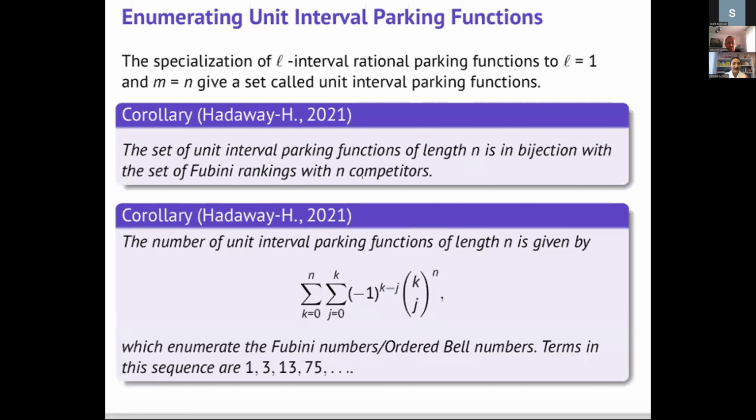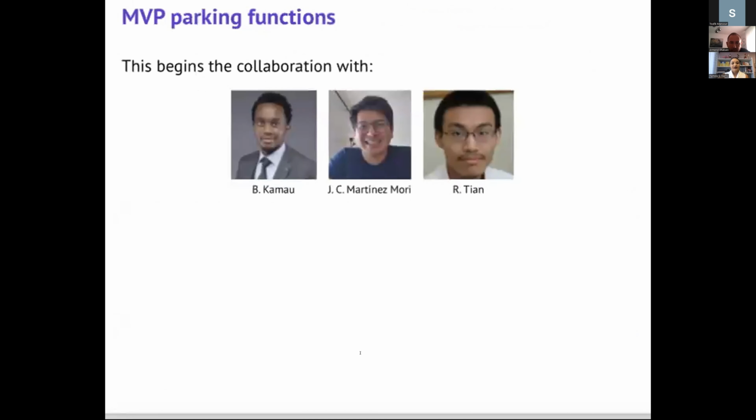And so from that, we're able to use this known result, which is that the number of interval parking functions is given by the Fubini numbers or the ordered Bell numbers. And so here's some initial terms. So really, really nice result when you specialize to L equals 1. All right, now let me tell you this other game we played.